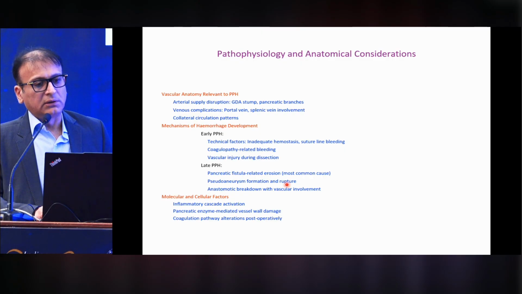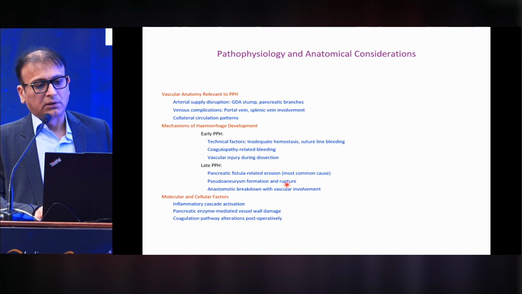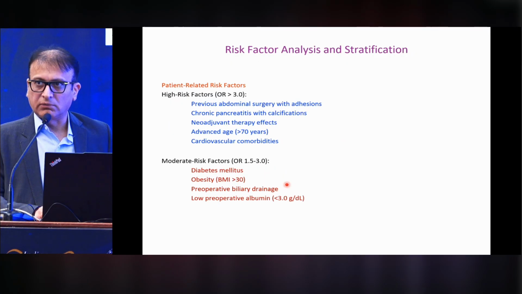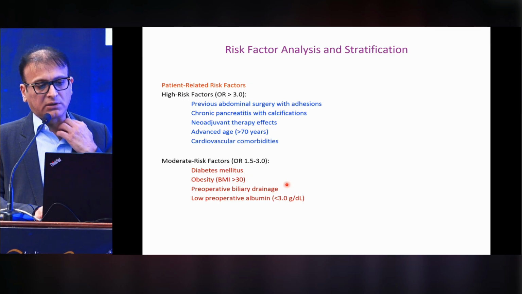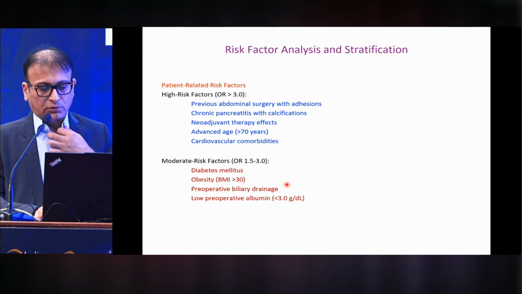Not going into the details of the pathophysiology and anatomical considerations, we understand what all can cause and where all the post-pancreatectomy hemorrhage can come from. But important risk factors have been identified, and they are stratified as follows. So there are certain high-risk factors, with an odds ratio of more than 3, which include previous abdominal surgery with adhesions, chronic pancreatitis with calcification, neoadjuvant therapy effects, advancing age, and cardiovascular comorbidities.